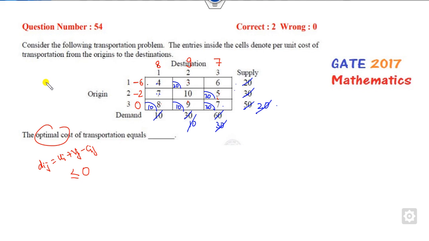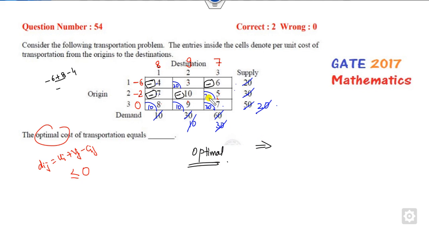What is the answer of this? Minus 6 plus 8 minus 4. You can see this number is negative. So this number is minus. This number 7 is plus 1, it's again negative. Minus 2 plus 8, again it's negative. 9 minus 2, again negative. So all the numbers are negative. So it means this is my optimal solution.